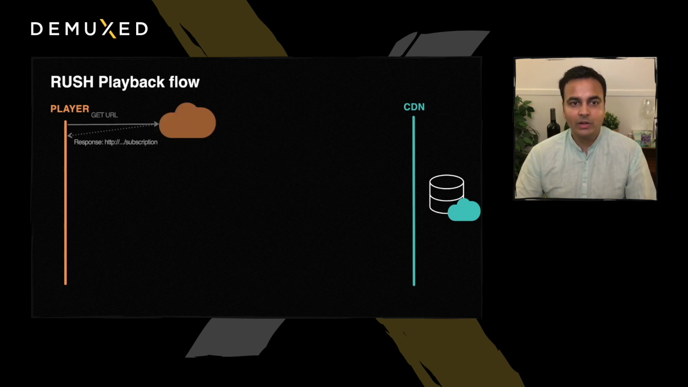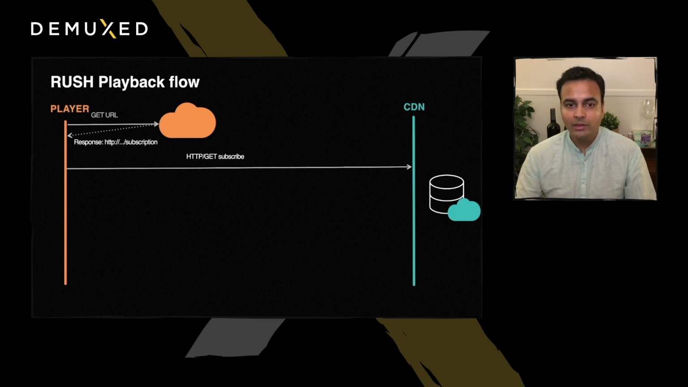The player makes a request to get a URL, same as before. Then it uses the URL to make an HTTP GET request to the CDN, also same as before. However, at this point, things start to differ. The CDN uses the URL to look up the audio and video data in the cache. If it does not get the data from cache, it makes a request to origin. Once it has the data, it starts streaming it back to the client, and the player is ready to play.